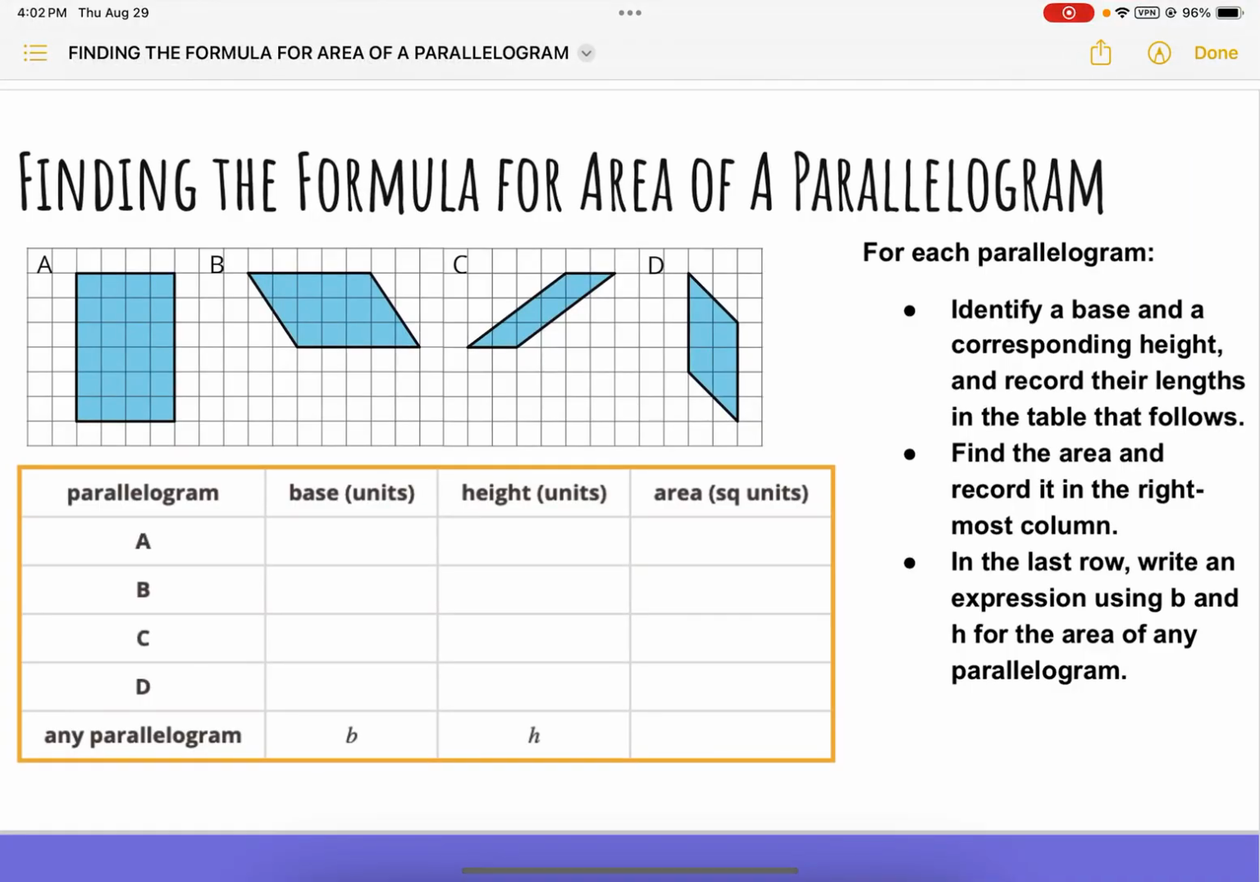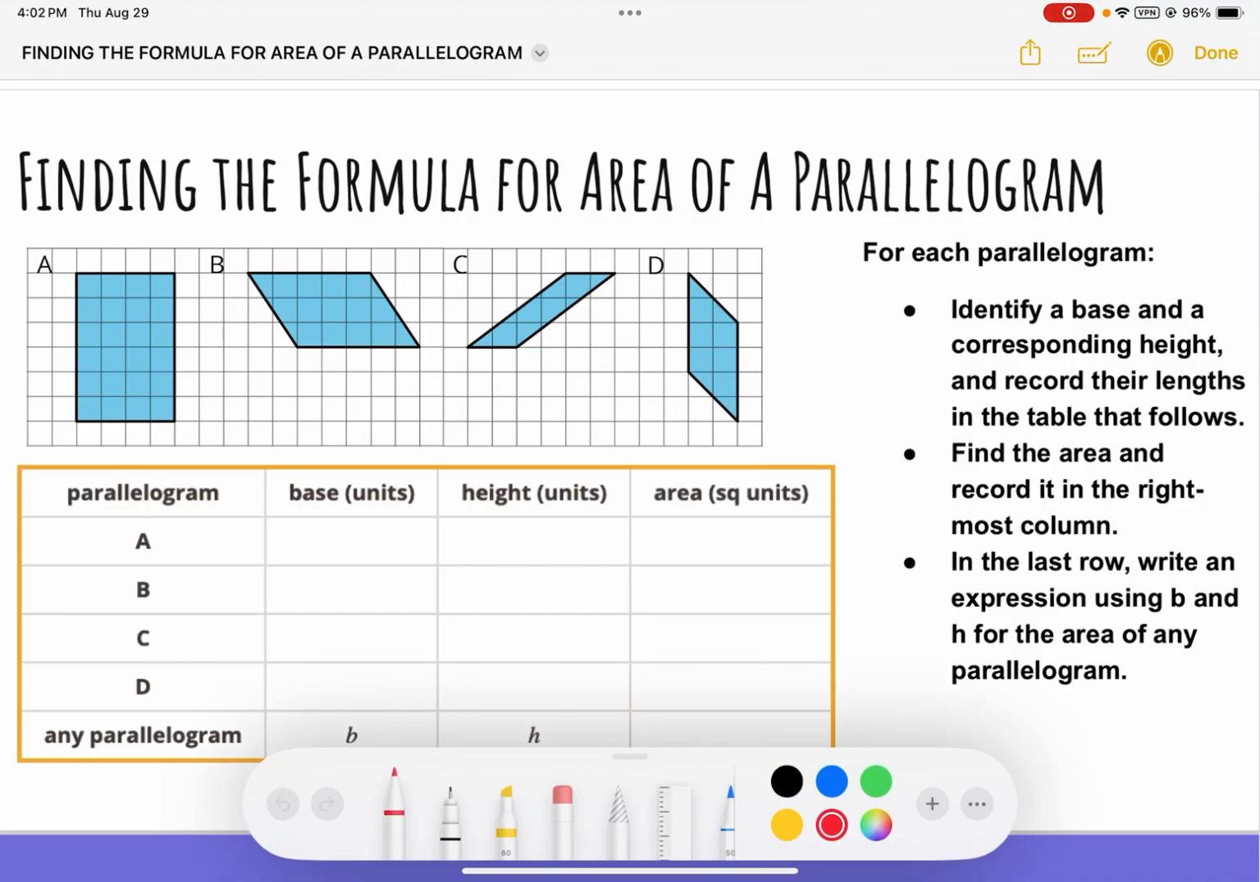Okay, our last activity. On your paper, you're going to do this one. You can try this one on your own and then watch the video, or if you get stuck, watch the video as you go. So either way, watch the video, but you can try it on your own first, and that would be great. So parallelogram A is just a rectangle.